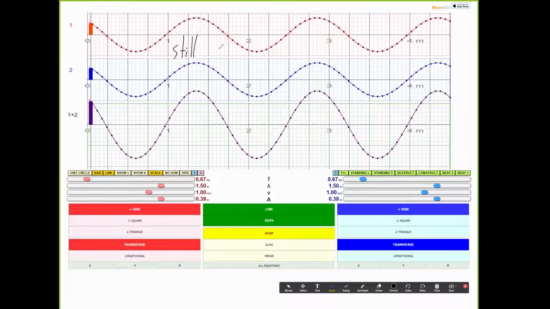But the key thing I heard is you're still saying you're taking the height of a particle from wave 1 plus the height of a particle from wave 2 to get wave 3. And let's check that out.